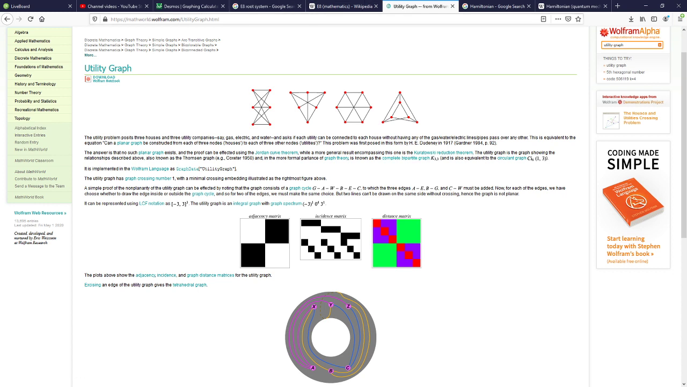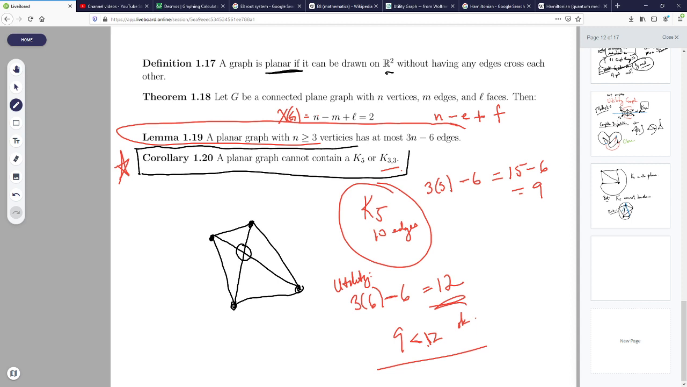Anyway, I just wanted to get to the cool theorem by the end of today, which I think I'm basically there. If you have a graph, and inside of the graph you have a K5 or a K33, then that graph is not planar. So that's actually some pretty cool stuff.